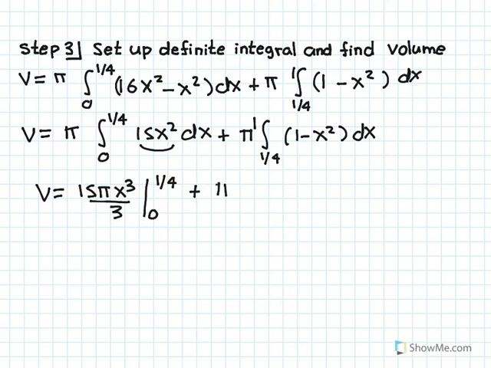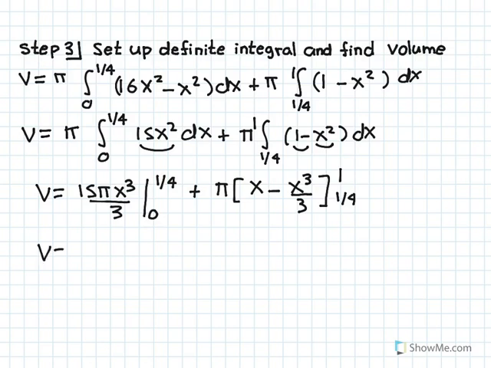Plus pi times, what is the antiderivative of 1? That's just x. What is the antiderivative of x squared? That's just reversing the power rule, we get x cubed over 3. Add 1 to the exponent, divide by the same number. Evaluate it from 1/4 to 1. Now we apply the fundamental theorem of calculus, put the upper limit in minus the lower limit.